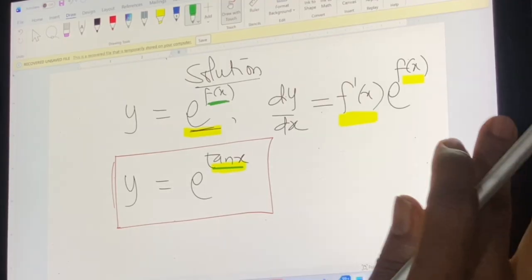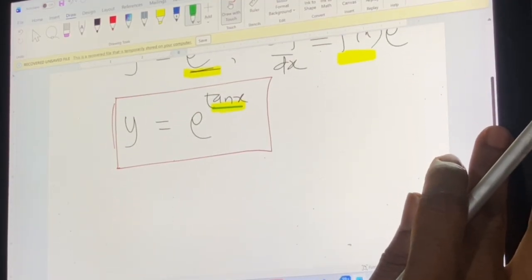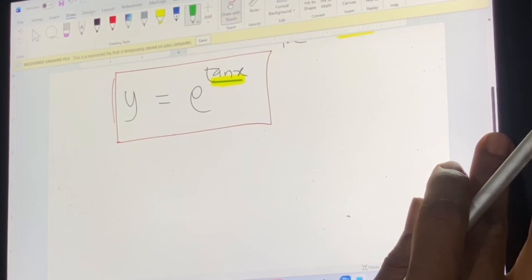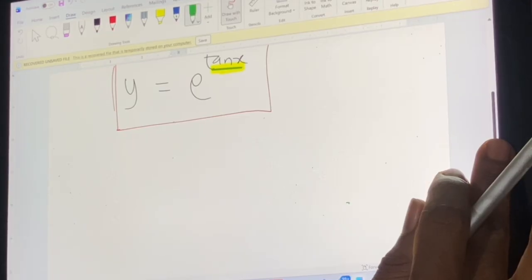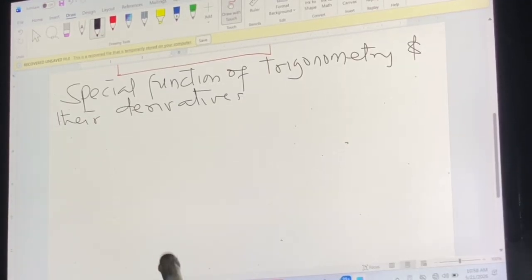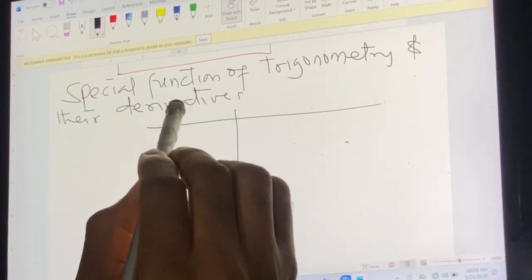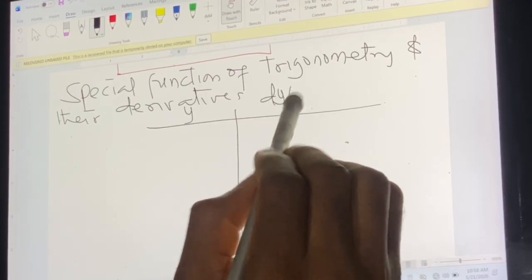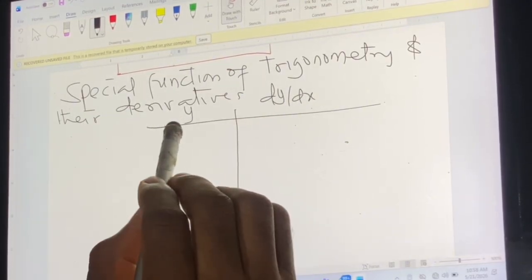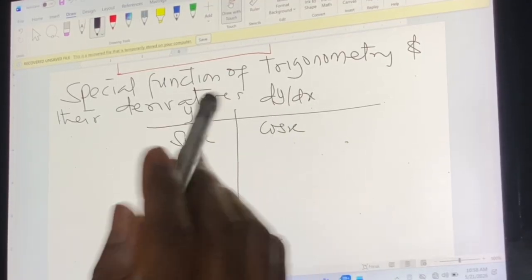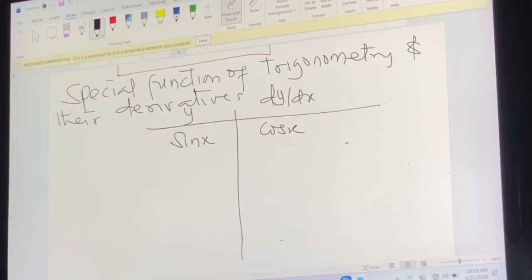So let's learn how to differentiate trigonometry functions so we can differentiate this tan x. To differentiate trigonometry functions, the first thing to do is to learn the special functions of trig and their derivatives. This part is for the function, and this part is for the derivative. If I have sine x, the derivative of sine x is cos x. This is just a special function; you don't need to prove it, you just have to know it.